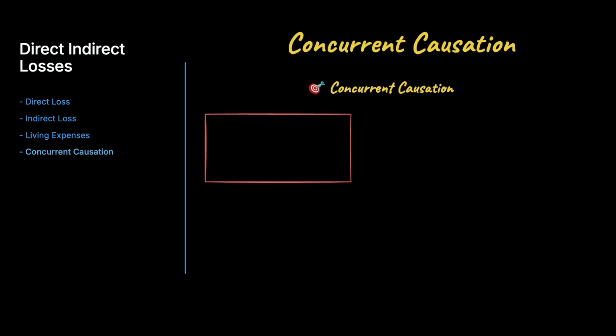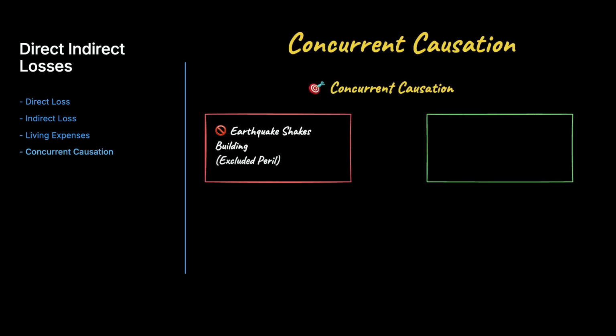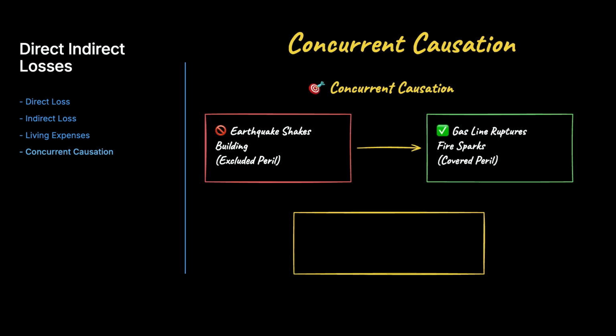Now, a tricky idea: concurrent causation, when two separate perils combine to cause one loss, but only one is covered. The classic scenario: an earthquake shakes a building, typically excluded, and the shaking ruptures a gas line, sparking a covered fire. So what happens when the excluded quake and covered fire hit one house?